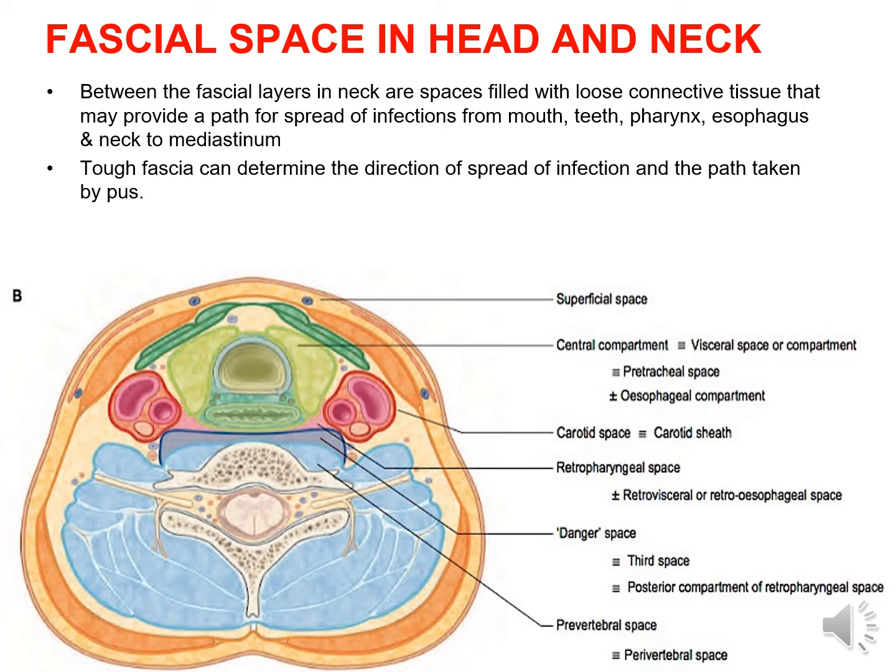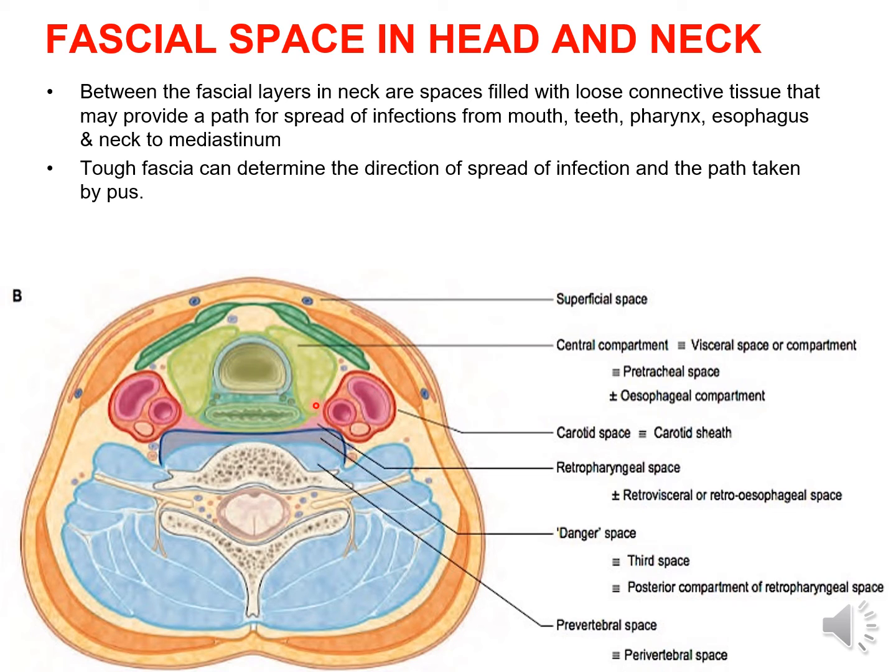So what are the spaces which are formed between these layers? This space is the superficial space, which is formed between the investing layer and the skin. Then this is a central compartment, also known as the visceral compartment, surrounded by the pretracheal fascia. It contains a pretracheal space and an oesophageal compartment. Then this is a carotid space surrounded by the carotid sheath.